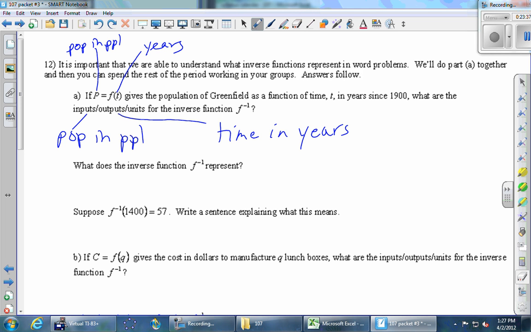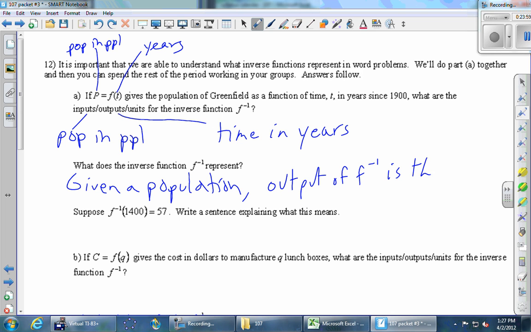Now we're just going to say that in reverse. What's the given for f inverse? What's the input? It's a population. Given a population, what does f inverse output? The year. Given a population, the output of f inverse is the year that population occurred.